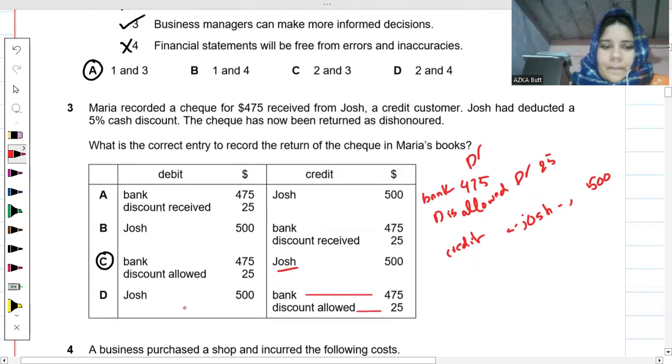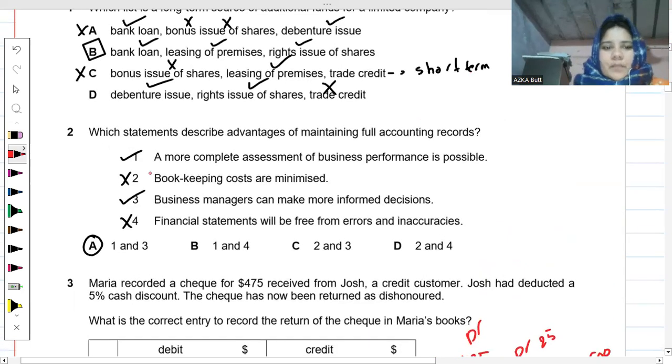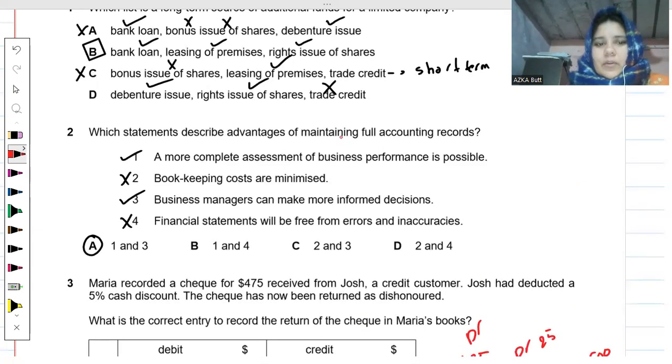One second. This is not the right option. Okay, so which statement describes advantages of maintaining full accounting records? So if we are maintaining the full accounting records, what are the advantages? More complete assessment of business performance. Possible, yes, of course. If we are maintaining the full accounting records, it means that we can better maintain the check and balance on the business performance, that how much profit the business is earning. Bookkeeping costs are minimized. No, it's not like that.